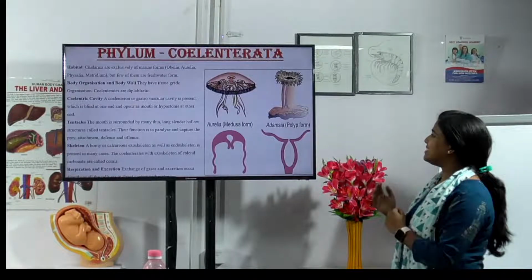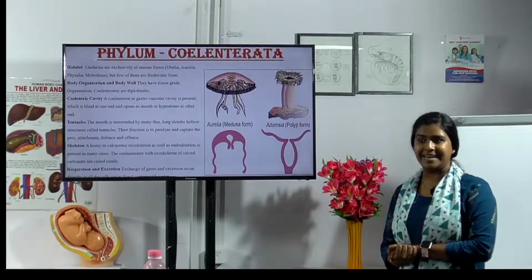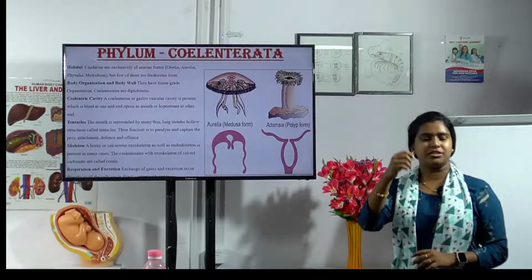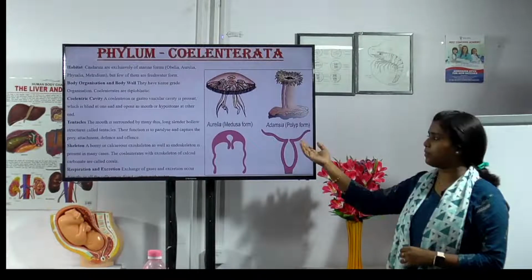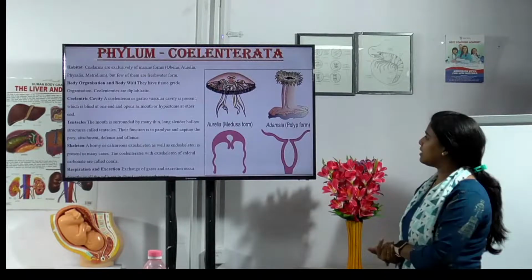What are the tentacles used for? Yes, movement, and also to capture the prey. The mouth is surrounded by many thin, long, slender, hollow structures called tentacles, and the function is to paralyze and capture the prey, attachment, defense, and offense. Skeleton, they are endoskeletal, in some cases it is exoskeletal.